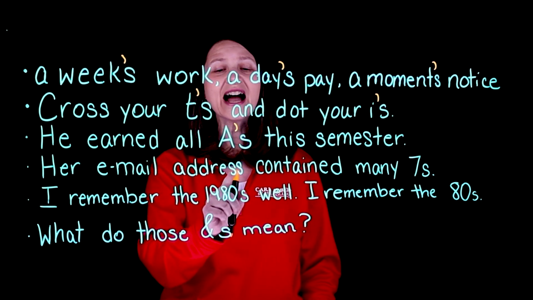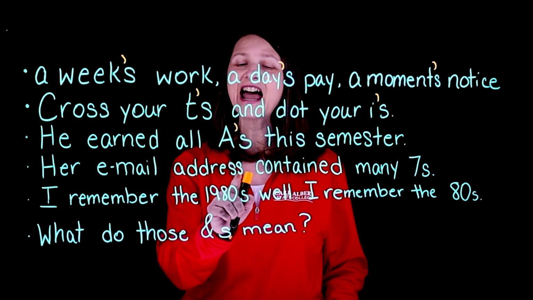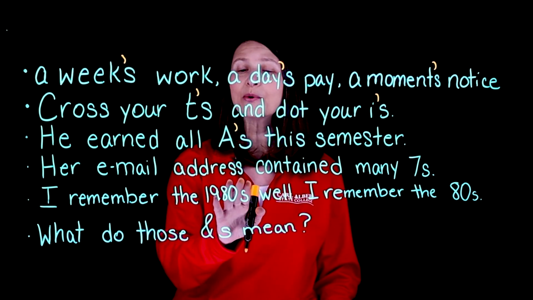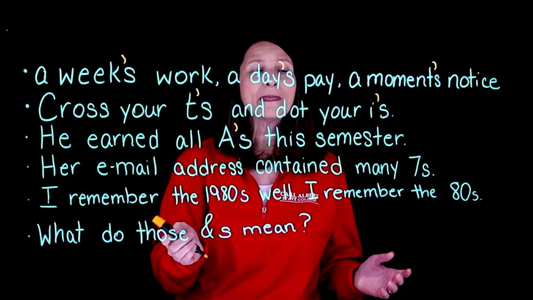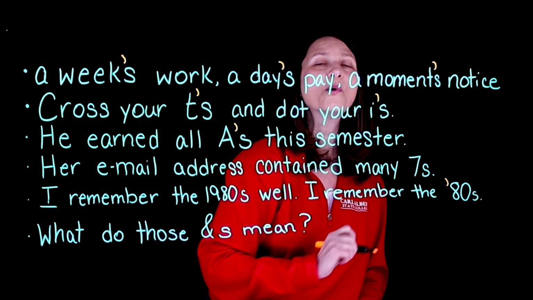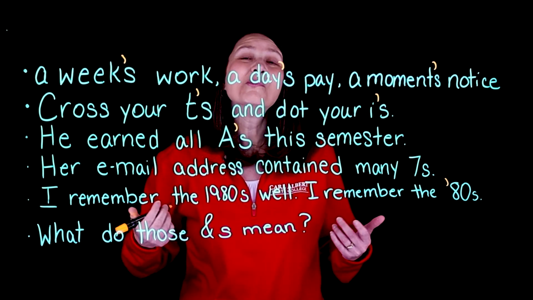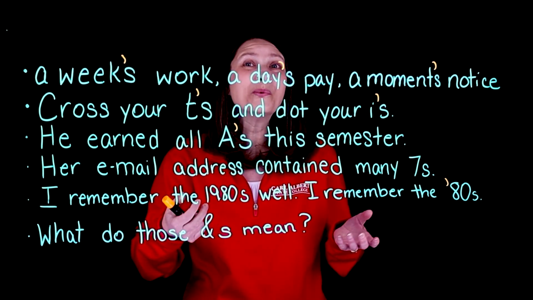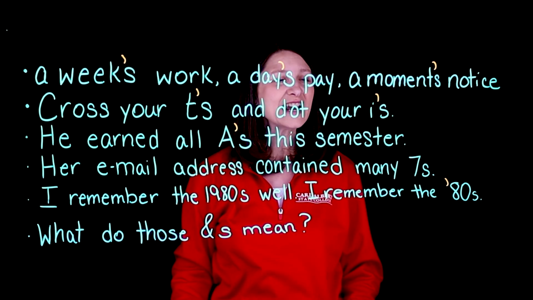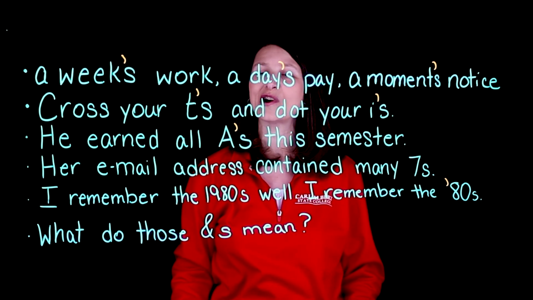I remember the 1980s well. Now, I know the temptation is to add an apostrophe right there before that S. However, there's no confusion, so the S doesn't need an apostrophe. If I say, I remember the '80s well, now I want an apostrophe because it's used more like a contraction. I've removed the numbers 19, and so I want to start that with an apostrophe, the '80s. The '80s, they were great years.